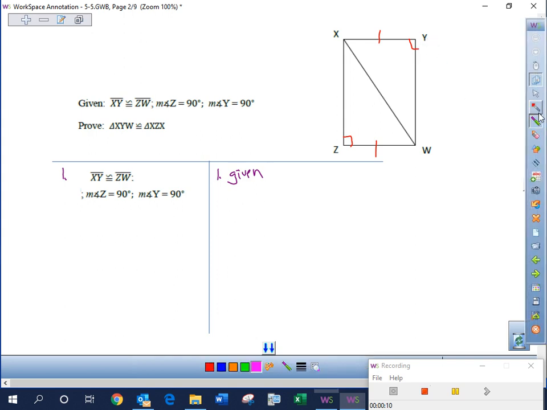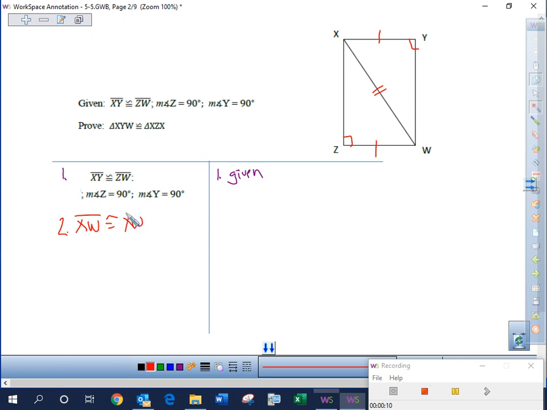So what we should probably do first is that shared side. On the previous problem, I didn't do the shared side first. Let's do the shared side first, because I'm totally going to do hypotenuse leg on this one. It doesn't matter if you do it first or last, but it has to be in there somewhere. So segment XW is congruent to itself by the reflexive property of congruence.